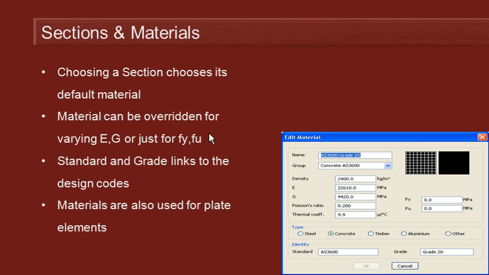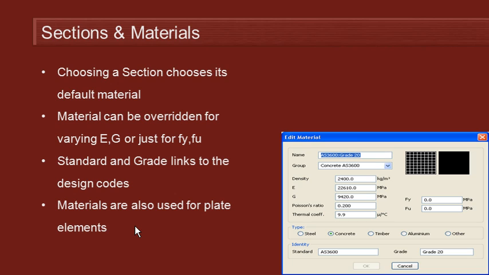And you might want to do that for two reasons. You might want to change the analysis properties in terms of the Young's modulus and shear modulus, or for design, you might just want to change the yield stress and ultimate stress for the design check, or you might want to change both. The properties associated with the material, the standard and the grade of the material, are linked to the design codes, and particularly when you're upgrading from older versions of the software, it's important that you define the standard and the grade so that the correct material is chosen when doing a design check.